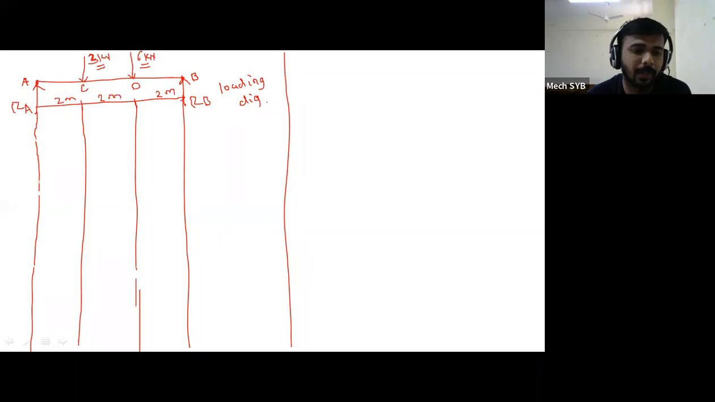So wherever the supports are given in any type of beam, it may be simply supported, it may be cantilever, it may be an overhanging beam, wherever the beam is supported, there is one reaction.